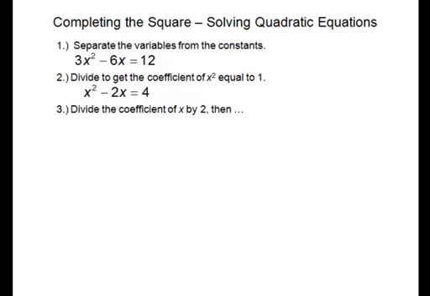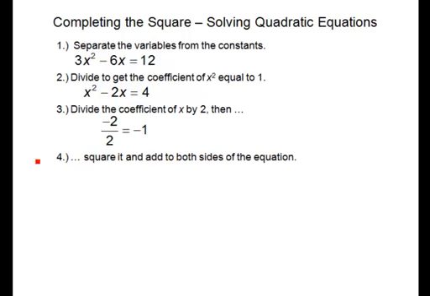Now I can begin to complete the square. And as we learned in the previous segment, the first thing we have to do is take the coefficient of the x term, which in this case is negative 2, and divide it by 2. Now that's going to equal negative 1. Alright? And we're going to use that. That's what we're going to square in order to add to both sides of the equation.